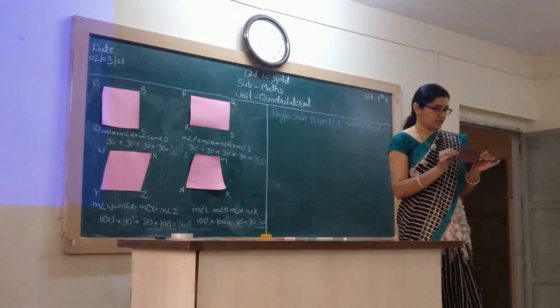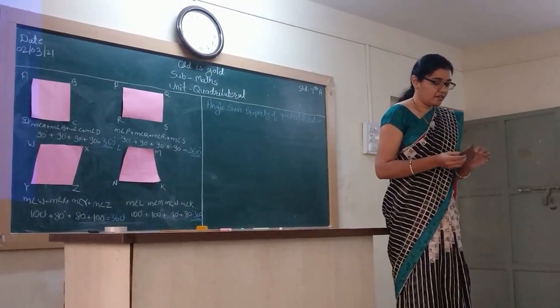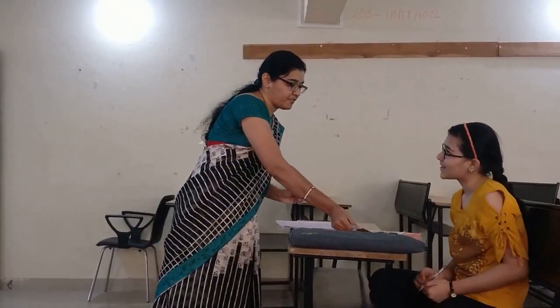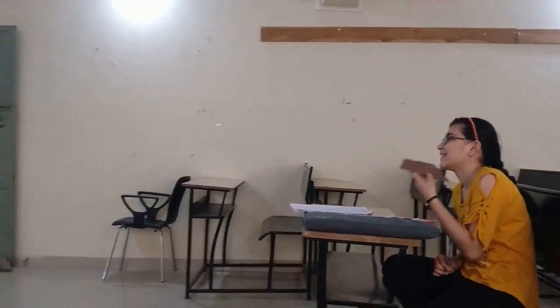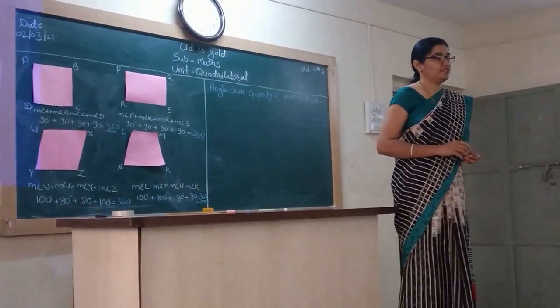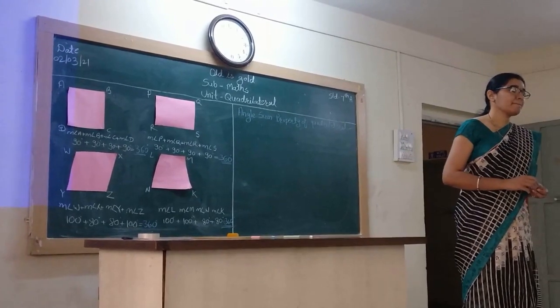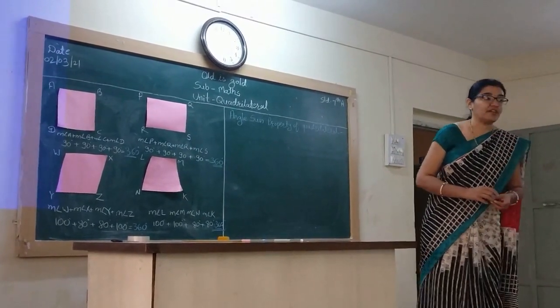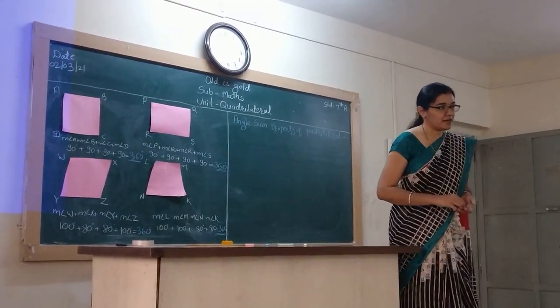Let us verify this property with another example. Okay, this is another cutout of a quadrilateral with me. So you have to measure the angles, interior angles, and tell me the sum. Okay, with the help of protractor, you have to measure that. Yes, measure it properly. Yes, Gargi, what is the sum? 360. Okay, very good. So here we verify this rule with another example, right?